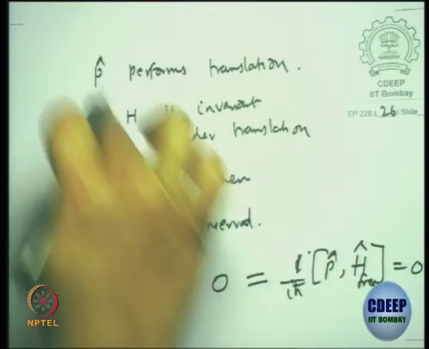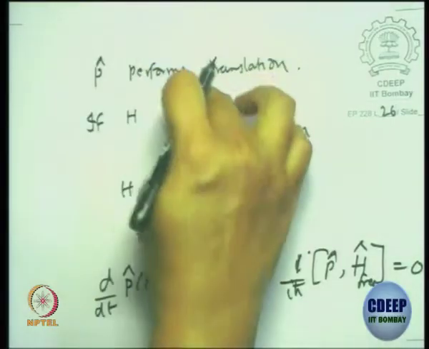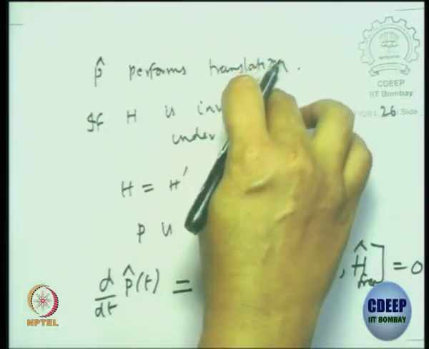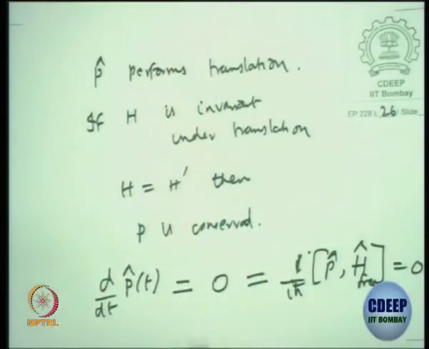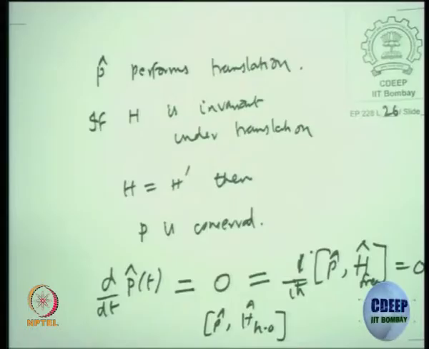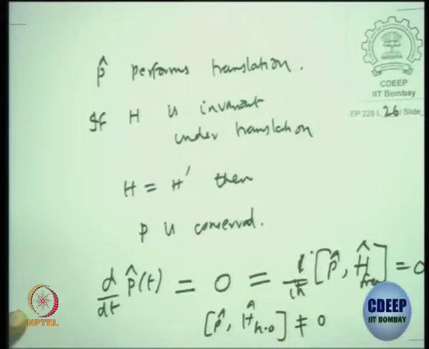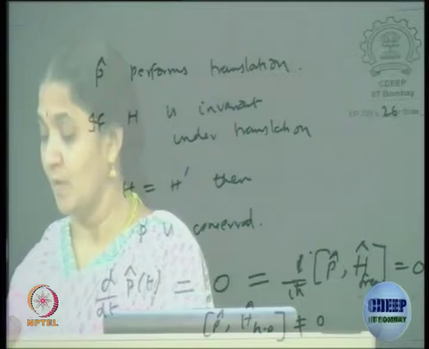And this operator is the one which performs for you the transformation, which is translation. Let's do the same thing. Harmonic oscillator, you can check. What is the commutator of the P operator with the harmonic oscillator Hamiltonian? Will this be 0 or non-zero? Non-zero. What does this mean? It does not possess translation symmetry.